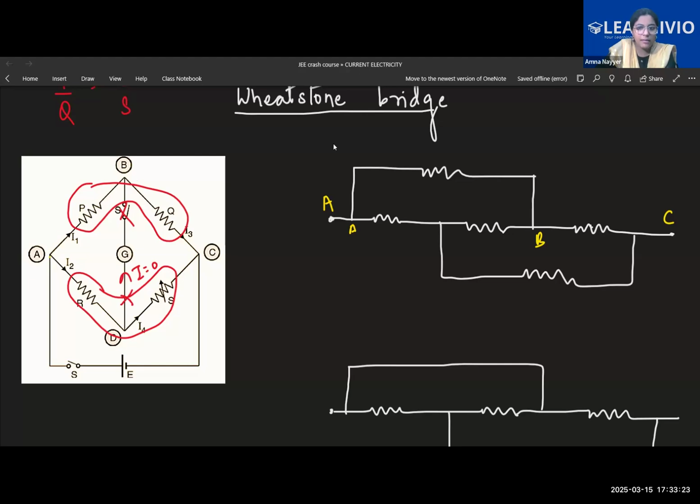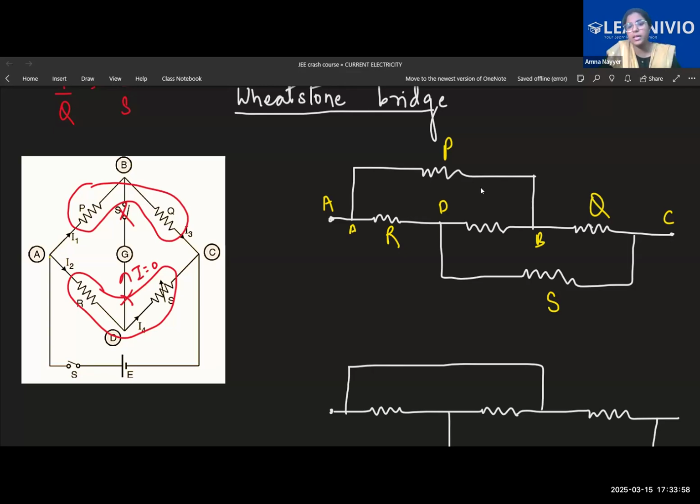So in between A and B, what do we have? This will become your P, this P resistor which is connected, right? Similarly, C point is there, this is D point. So what all things are there? Between A and D, R is there, so this will become R. Between D and C, this is S, so this will become S. Between B and C, Q is connected, look. So you can just write it like this and then solve it. This is clear?